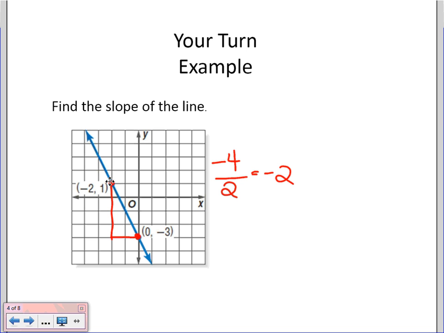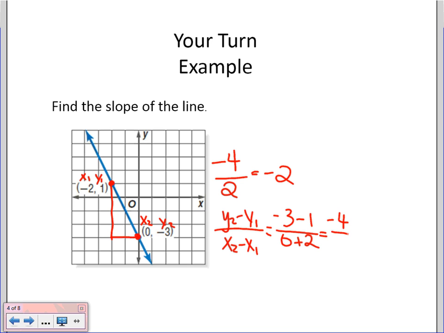Now, if we do this algebraically, we have y2 minus y1 over x2 minus x1. And we use maybe this one as our x1, y1. This is our x2, y2. And we can plug in -3 minus 1 over 0 minus a -2, which is +2. -3 minus 1 is -4 over 2, simplified is -2.